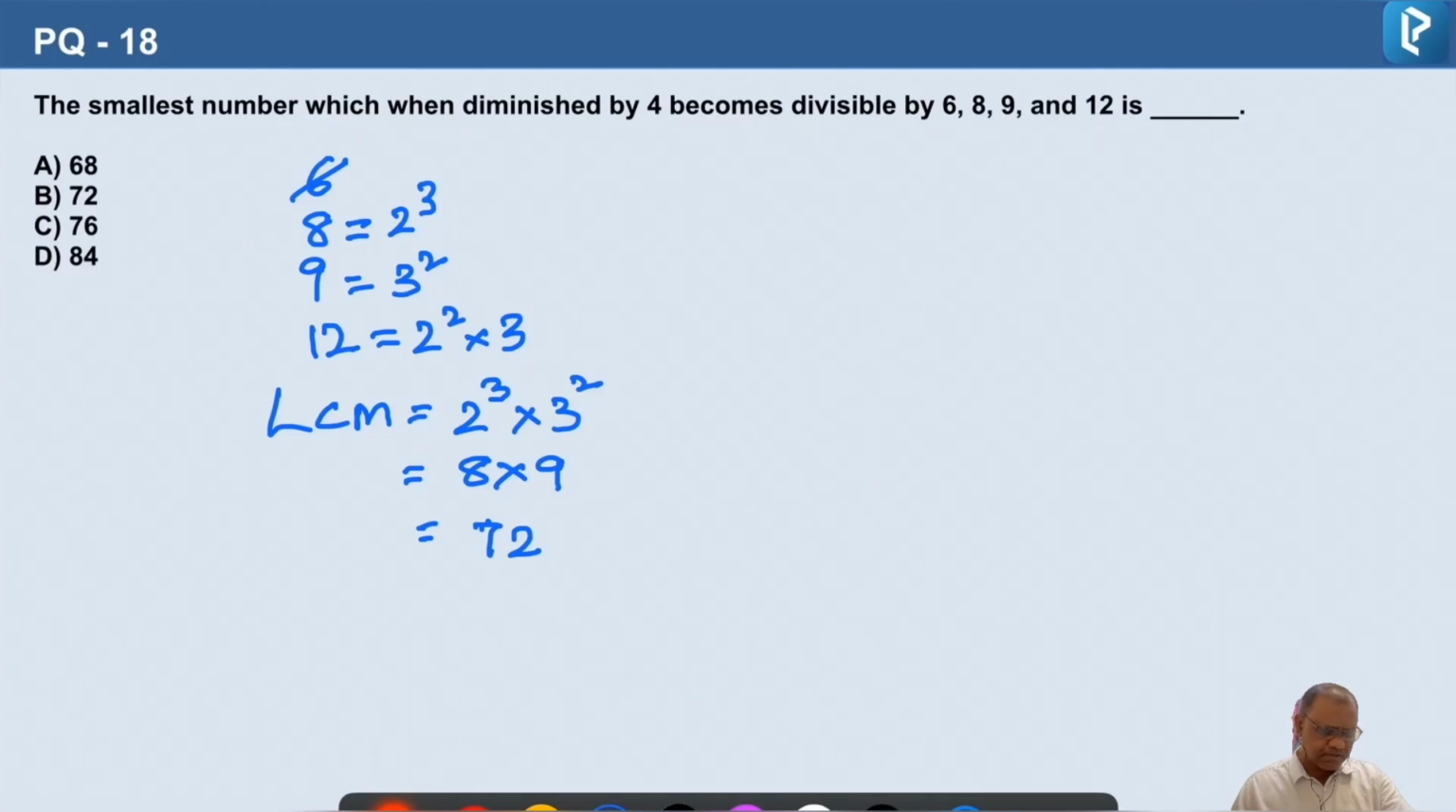So here we need to find the smallest number which when diminished by 4 becomes divisible. That means 72 plus 4 we will get 76. So 76 when diminished by 4 we will get 72. That's why we should add 4 here. So when 76 is diminished by 4, it will be divisible by all the 4 numbers. So the answer is 76. Option C is the correct answer.